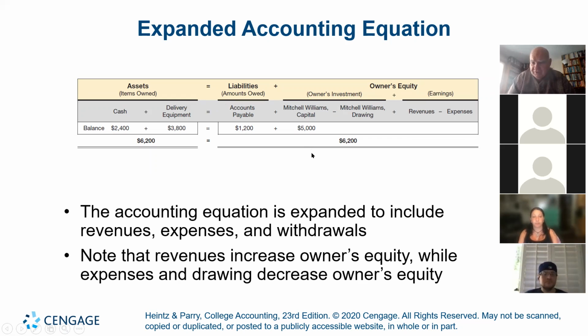One is the capital we started with earlier. Mitchell put 5,000 in the business, and now that capital is going to decrease if there's a drawing. It will increase with every sale and decrease with every expense. At the end of the month, we're going to gather up all those revenues, all those sales and drawings, and come up with the new accounting equation. Revenues will always increase the equity of the business. Expenses will always decrease it.